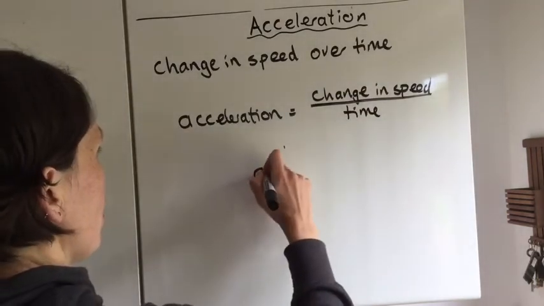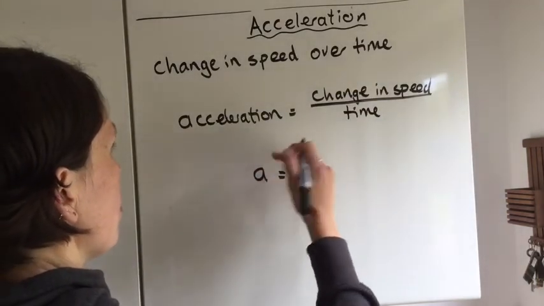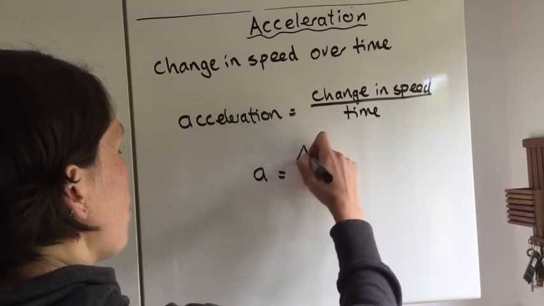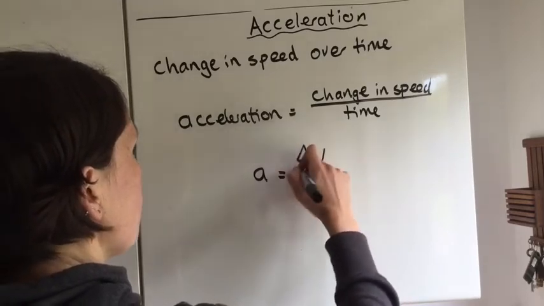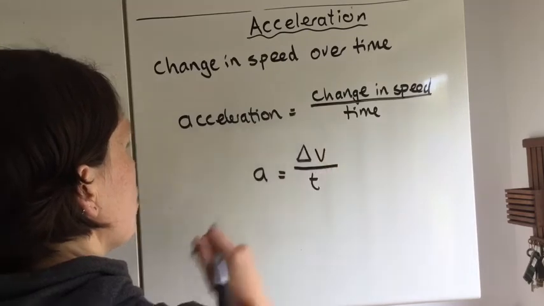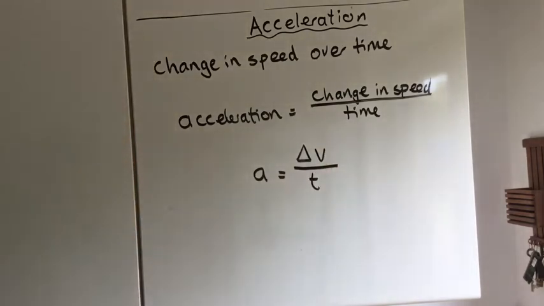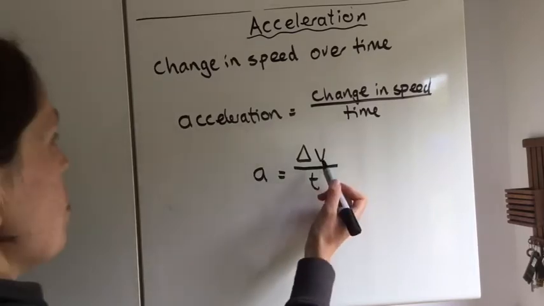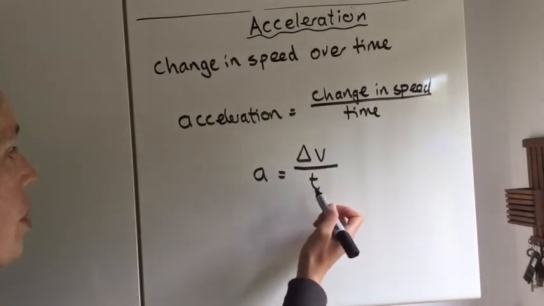We then write that as A equals this little triangle. So that's how we write it. That little triangle basically means changing. So acceleration equals change in speed or velocity divided by the time that it takes.